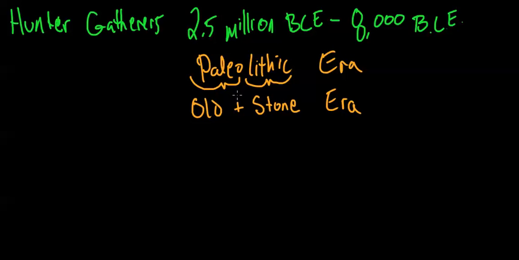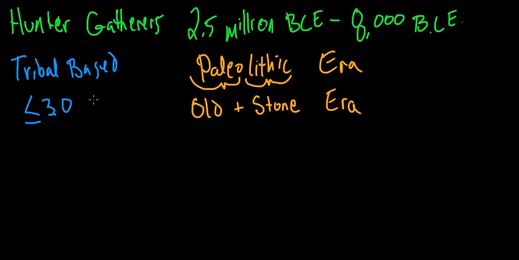All right, so the hunter-gatherers were predominantly a tribal-based group. So they were tribal-based. And in their communities, they would generally have less than or equal to 30 people total.